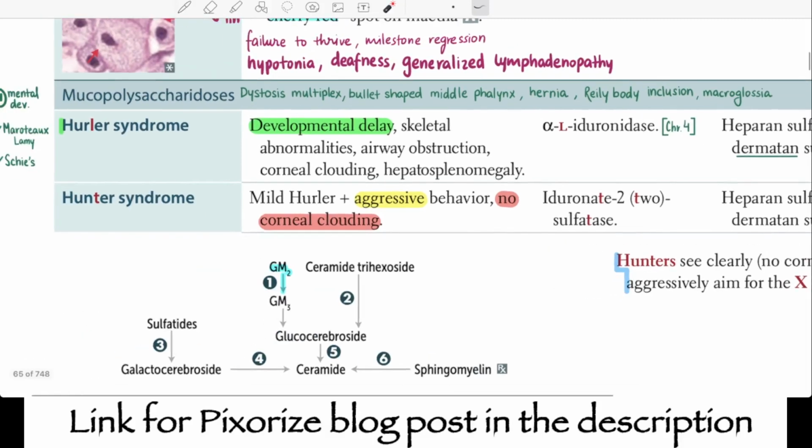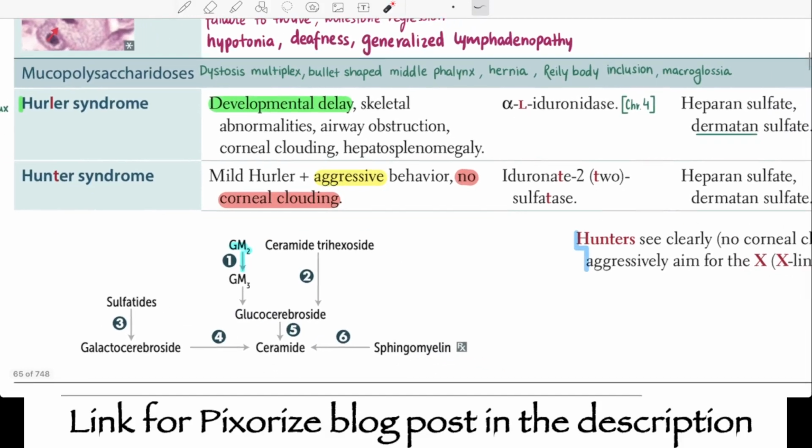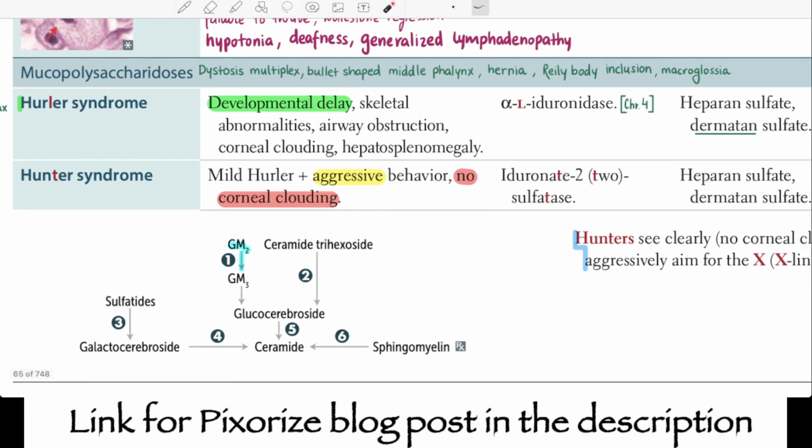This is a short mnemonic for Hunter syndrome where I've basically combined points from First Aid as well as Marrow and then made this mnemonic. And the next part of the video is going to be all about another way of how you can actually do biochemistry well. So, yeah, let's get started.